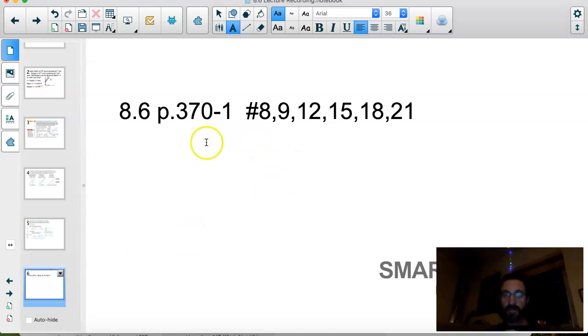So here's your assignment. Page 8.6, page 370 to 71. It's only 6 problems. Some of them will take you a little time. You know there's graph paper on my desk. If you have a question, please email me.